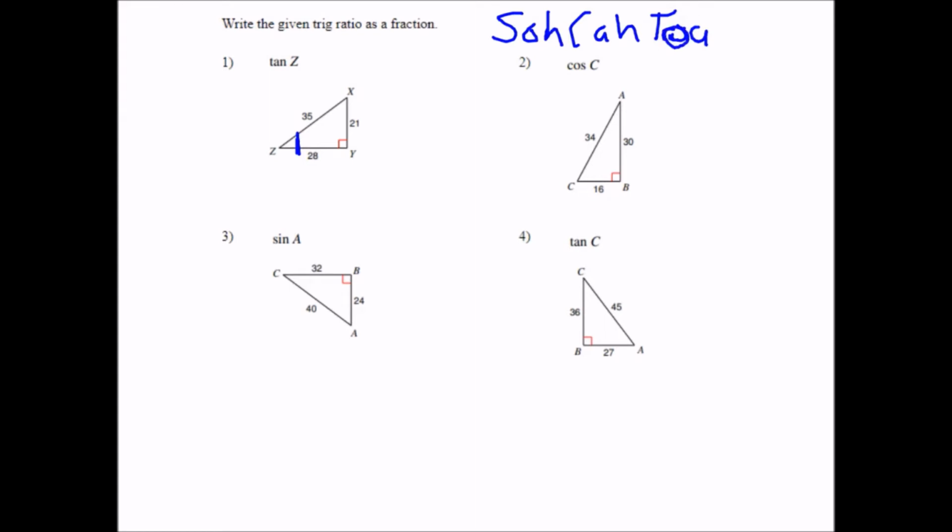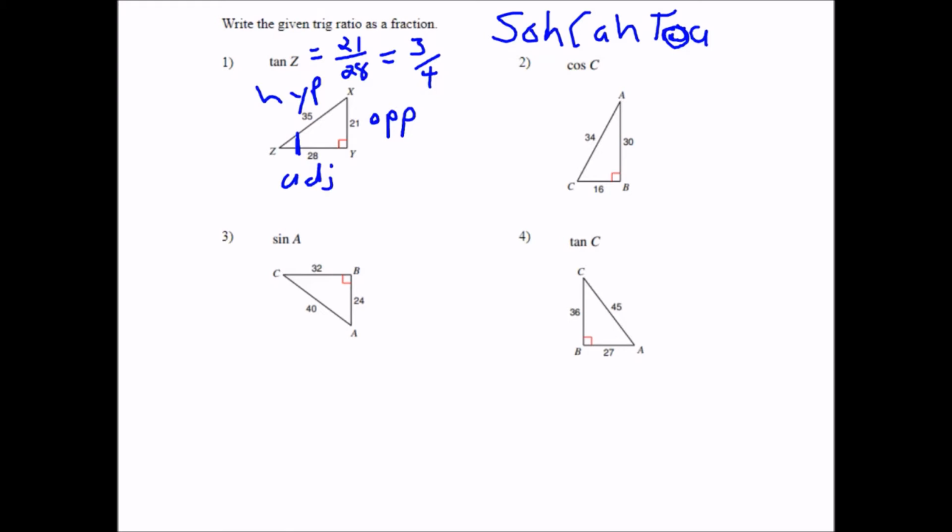Okay, so I again like to find the hypotenuse across from the 90-degree angle. Z is our reference angle, so the side opposite Z would be XY, which would make ZY the adjacent side. So we want opposite over adjacent, which would be 21 over 28. And if we divide both top and bottom by 7, we get 3 over 4. Now we could change that to a decimal, 0.75, but it just says write as a fraction.